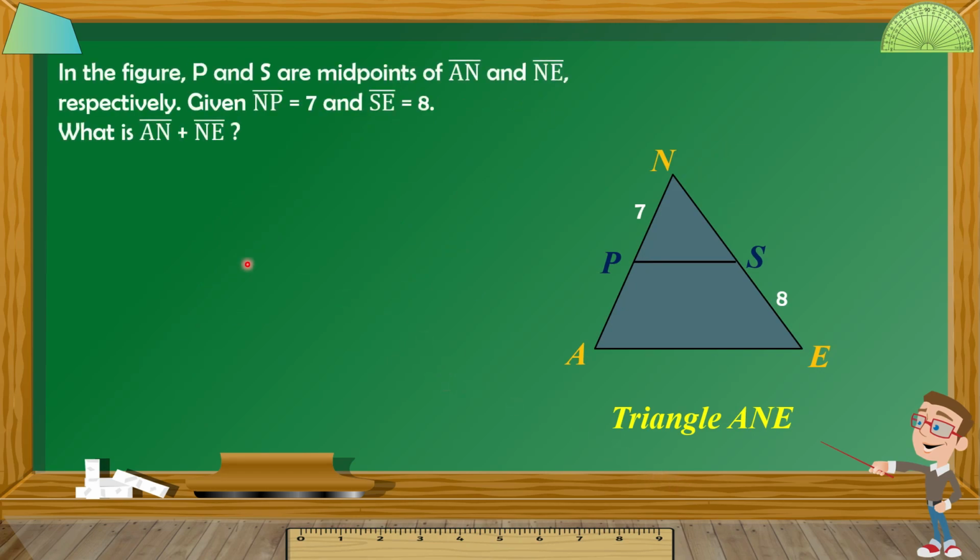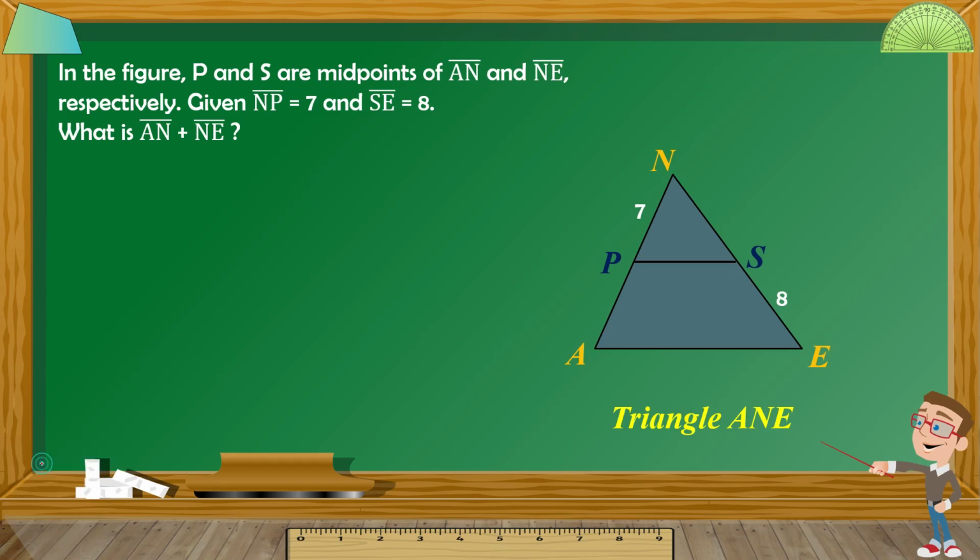So another example, in the figure, P and S are midpoints of AN and NE respectively. Given NP, itong segment na ito, NP is equal to 7 and SE is equal to 8, itong segment na ito. So yung tatanungin dito is, what is AN plus NE? Itong side ng triangle na ito plus ito daw na side na ito na NE. So paano natin makuha yon?